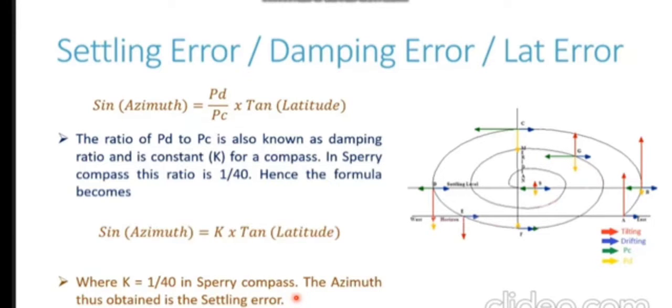But if in some question the damping ratio is not provided to us, we use this ratio of 1 is to 40. So if you need this for your calculation and it is not given to you in the question, it is to be considered and taken as 1 by 40 ratio.